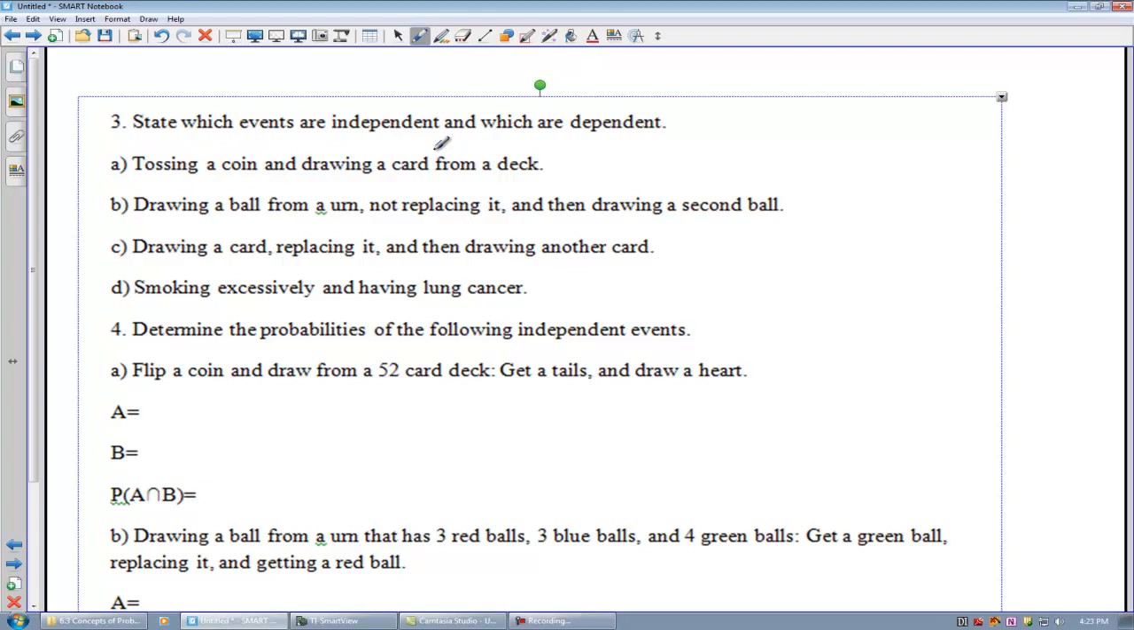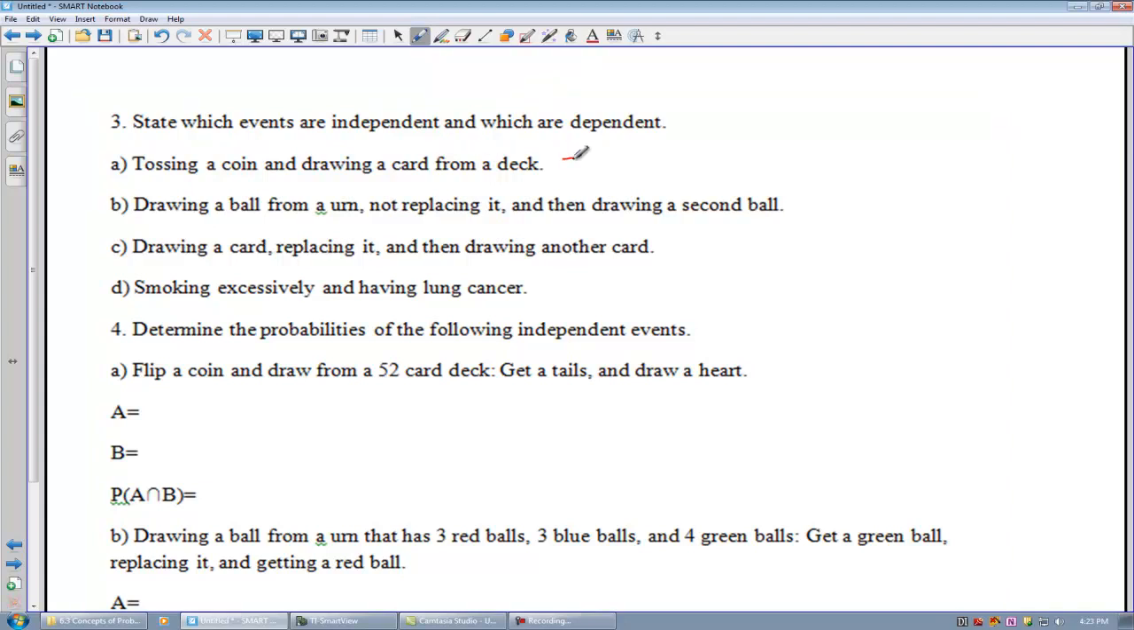If I toss a coin, say I throw heads, will that affect me drawing, let's say, an ace from a deck of cards? Obviously not. So this is an example of what we'd call independent events. We have tossing a coin, and then drawing a card from a deck. So independent events.